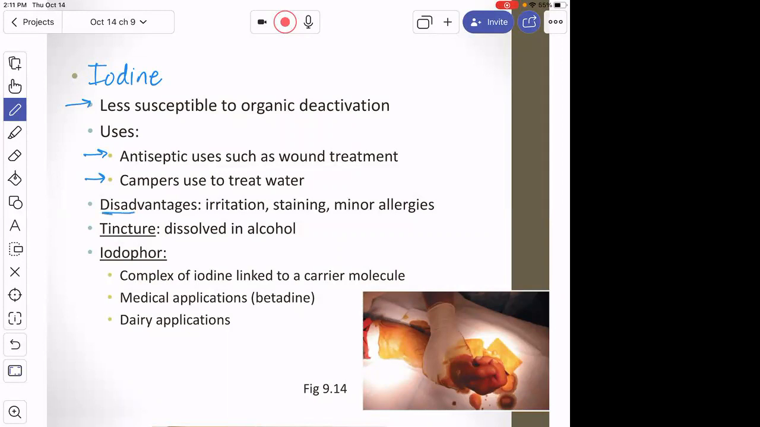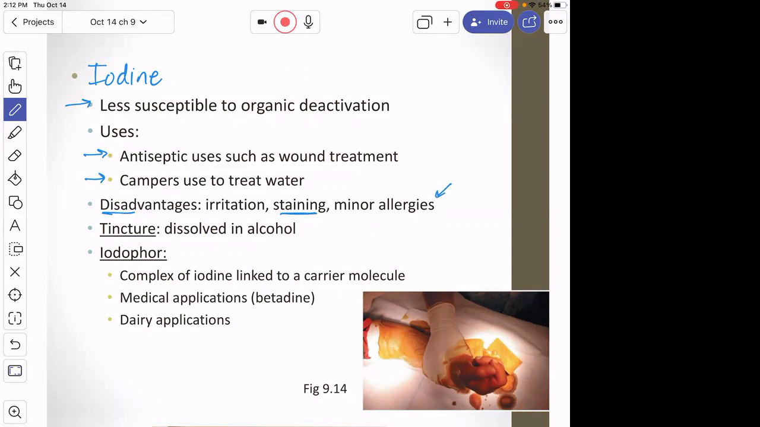Some disadvantages with using iodine. It's a little bit irritating to our skin depending on which form you use it in. Obviously it stains. We had a little spill in lab this week. So if you walk into room 303, you're going to see where that iodine spilled. That'll be there for a while. And some minor allergies associated with using it on our skin.